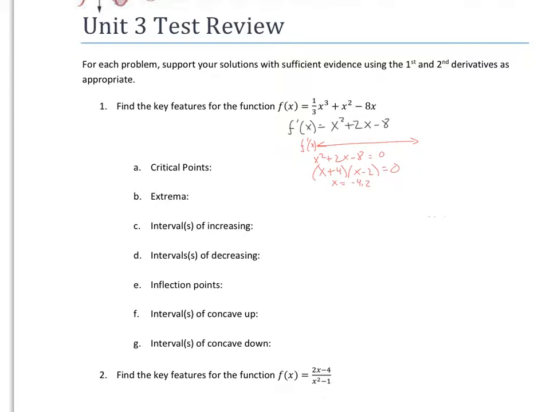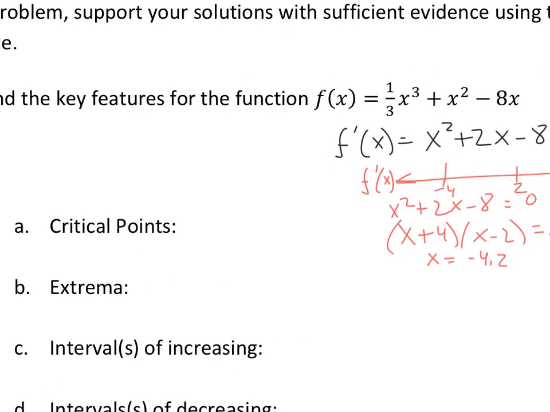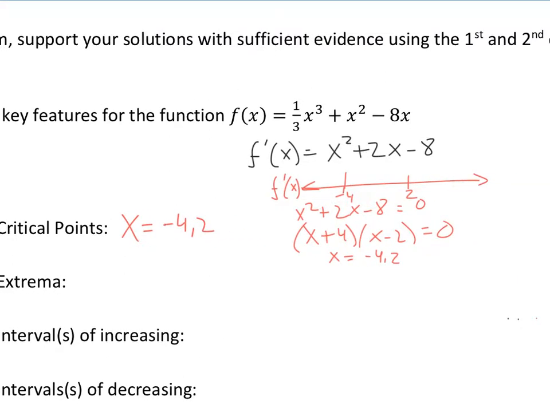So -4 and 2. So we found our critical values here. And so we've got critical values at x equals -4 and 2, okay, coming from the first derivative. Okay, and so let's come on over here and let's plug in values.